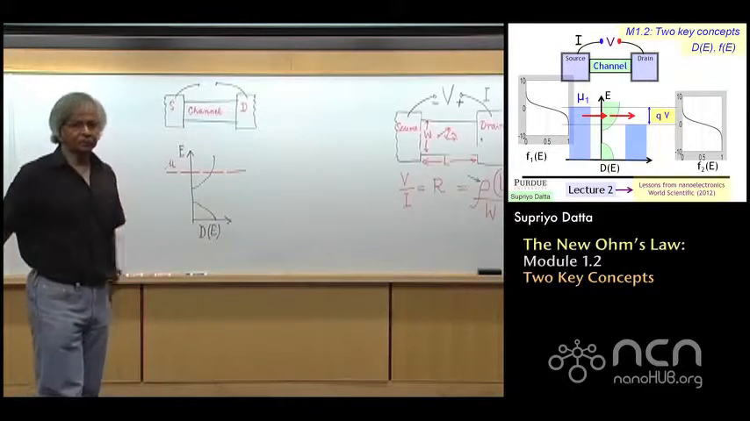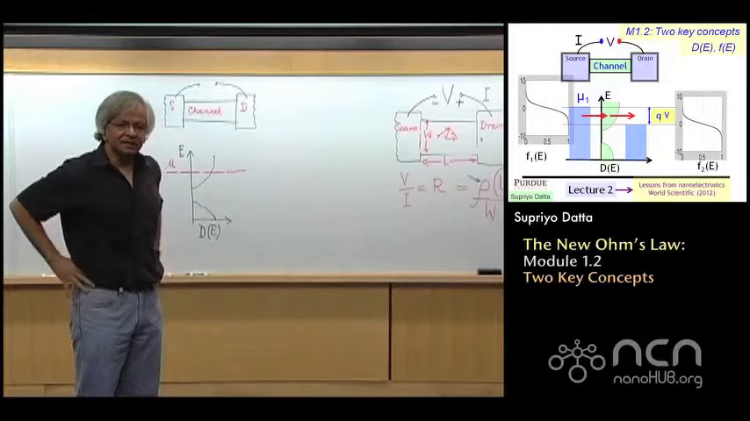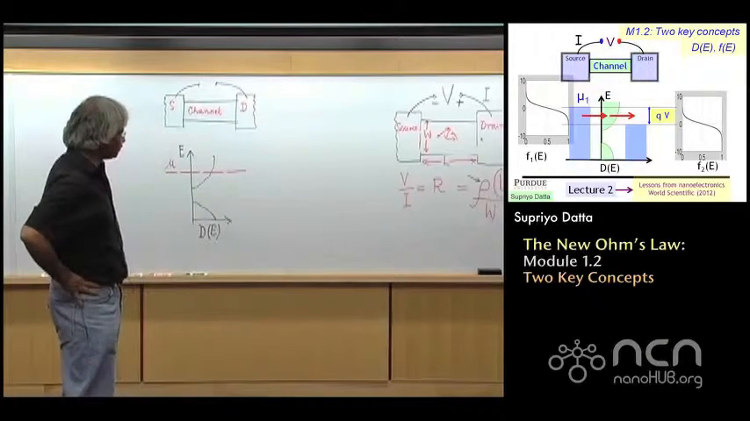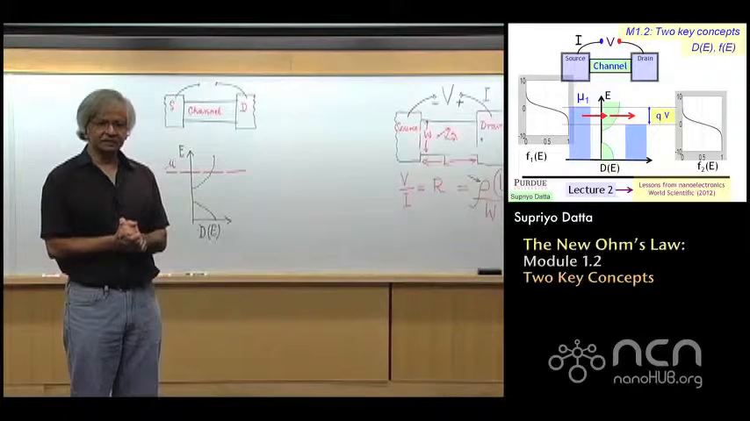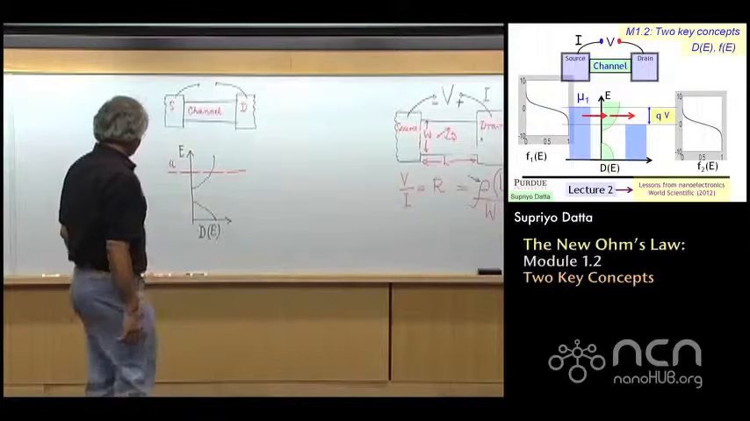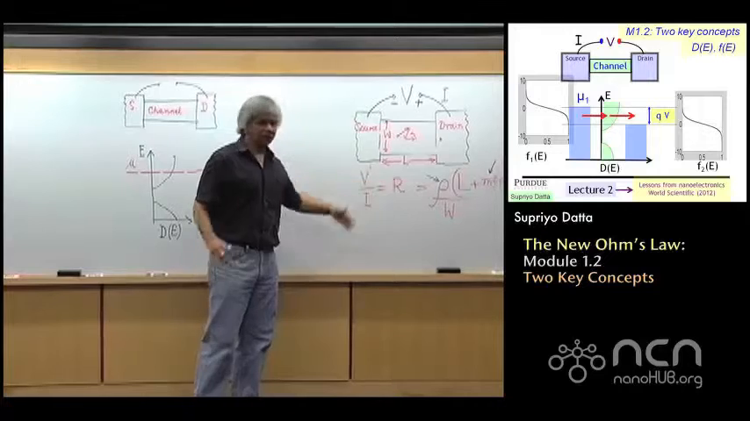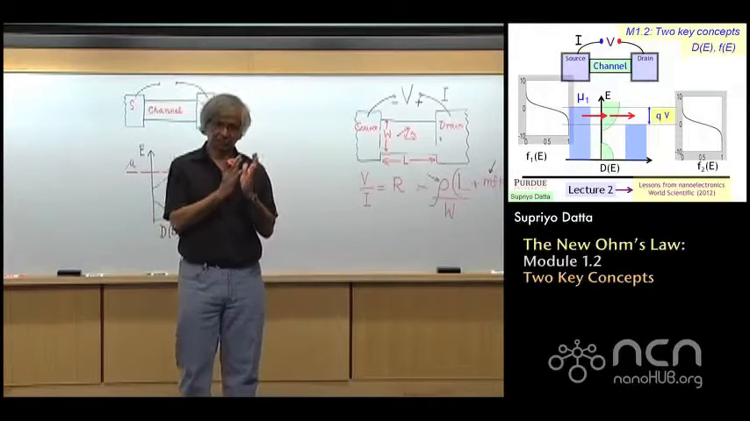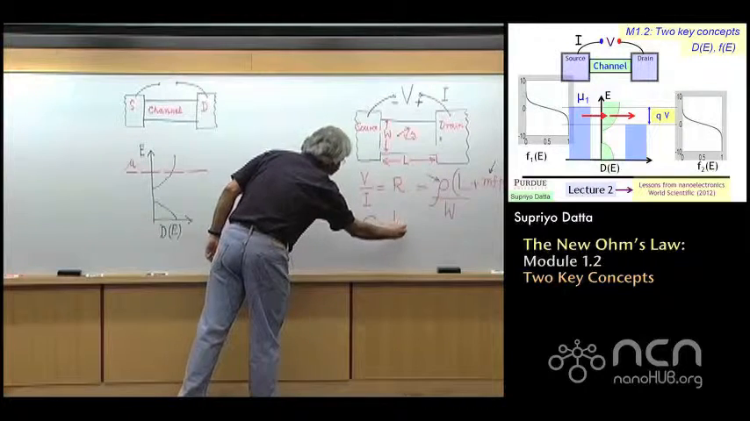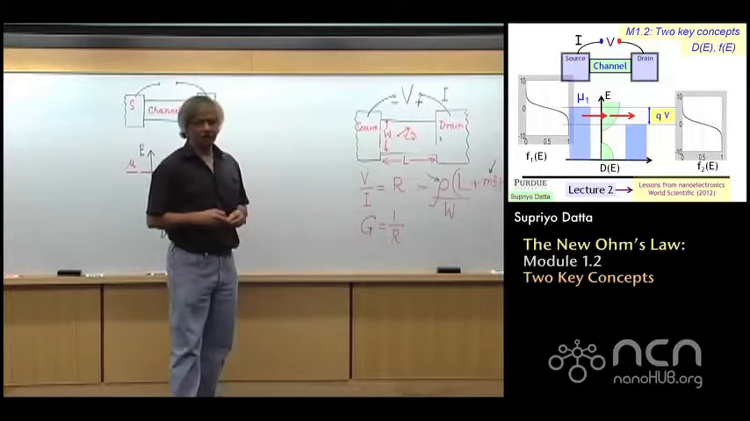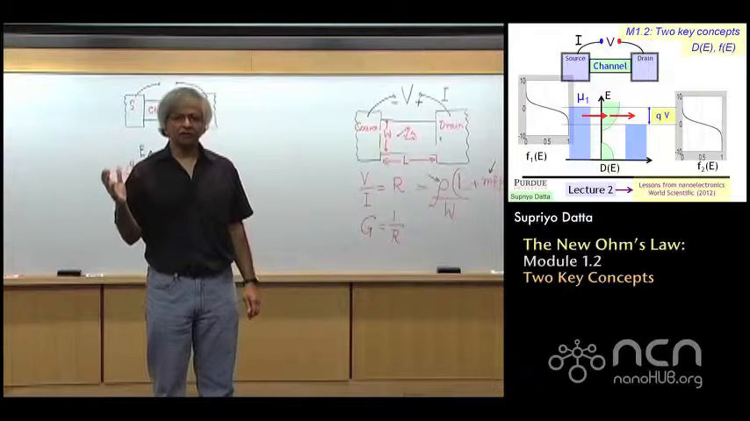Okay, so welcome back to week 1. This is module 1.2. And as we discussed in the first module, what we want to talk about is how you think about the resistance, or the conductance, which is actually just the inverse of the resistance. So sometimes we talk in terms of resistance, sometimes we talk in terms of conductance, which you write as G. And what we'd like to talk about is how you think about this conductance or resistance of small devices.